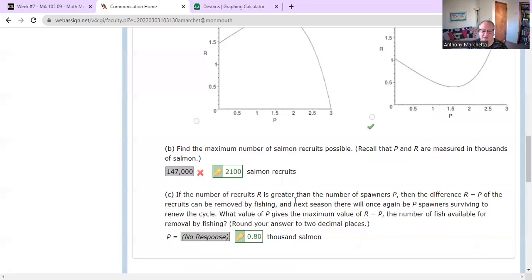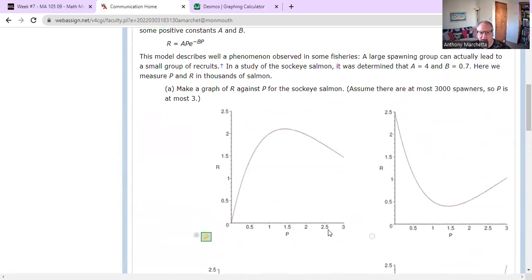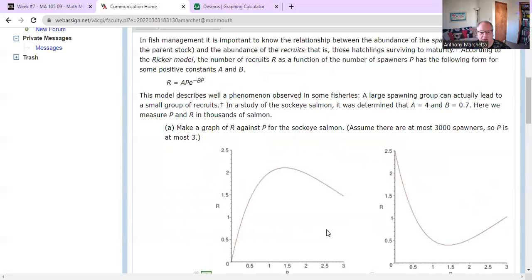Okay. The next one says, if the number of recruits R is greater than the number of spawners P, then the difference R minus P of the recruits can be removed by fishing. The next season, there will once again be P spawners surviving to renew the cycle. What value of P gives the maximum value of R minus P, the number of fish available for removal by fishing? Answer to 2 decimal places. So for this question, we do have recruits and we do have parents, right?